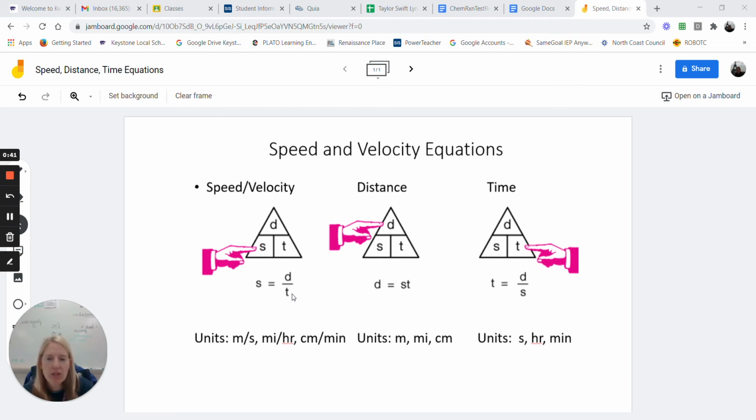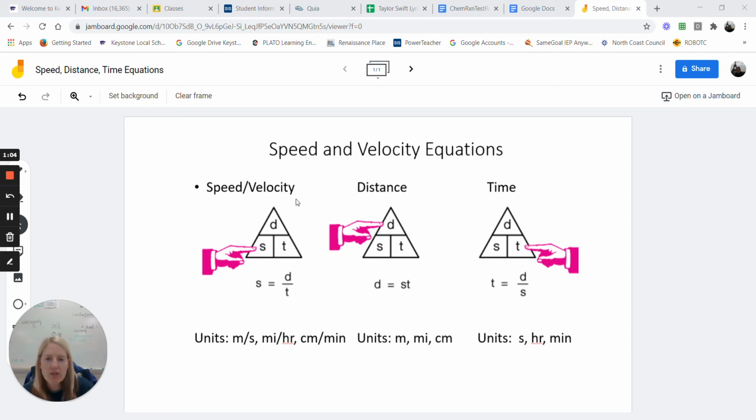So we used a density triangle then. This time we can use a speed triangle. We're going to put speed in our lower left-hand corner, distance at the top, and then t in the bottom right corner. So same idea as before. If I'm trying to solve for speed, I'll do distance over time.